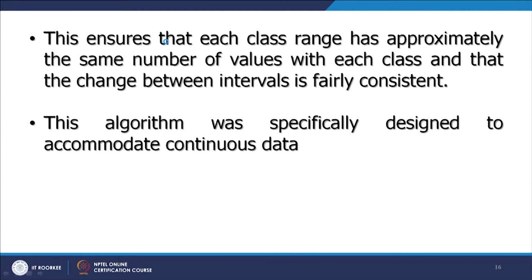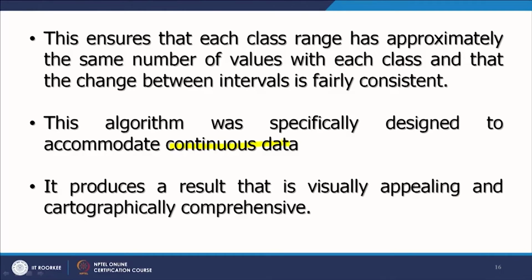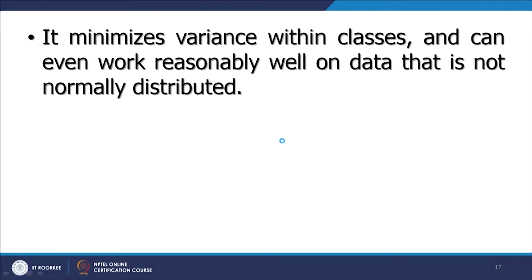And this algorithm was specially designed to accommodate continuous data. For continuous data, like a digital elevation model or a satellite image, this approach of classification may work very well in many cases. But again, different classification techniques may be applicable not to all but to some. This geometric classification produces results that are visually appealing and cartographically comprehensive, meaning people can understand them much more easily. As mentioned, it minimizes the variance within the class and can even work reasonably well on data that is not normally distributed. Only in ideal cases would you find data that is normally distributed, otherwise there might be some skewness in the data, and therefore such a classification can give us better results.